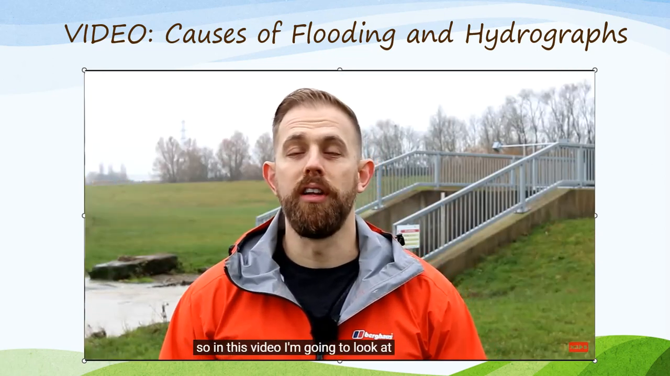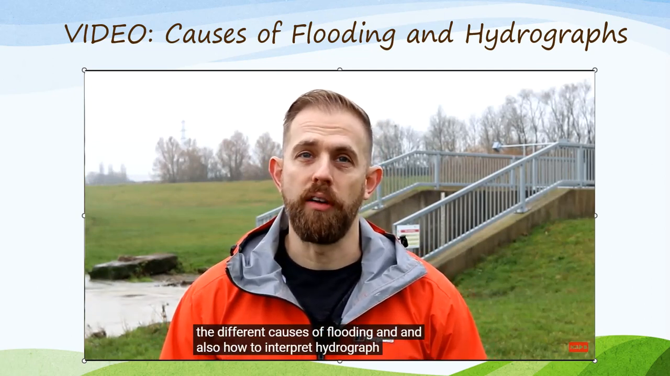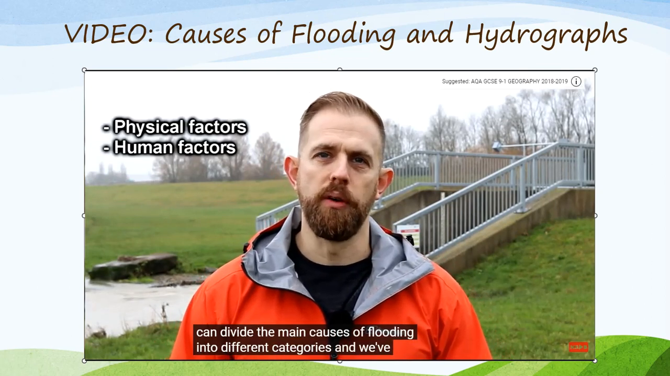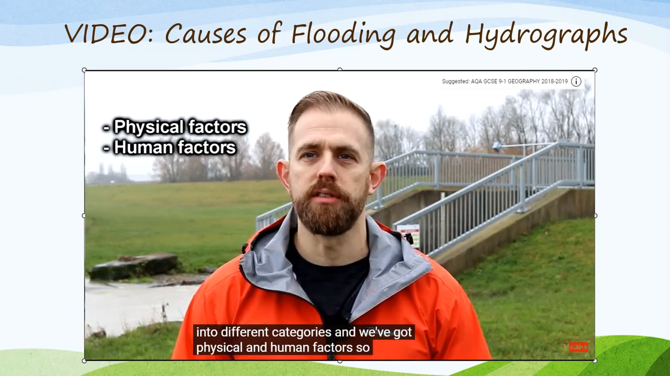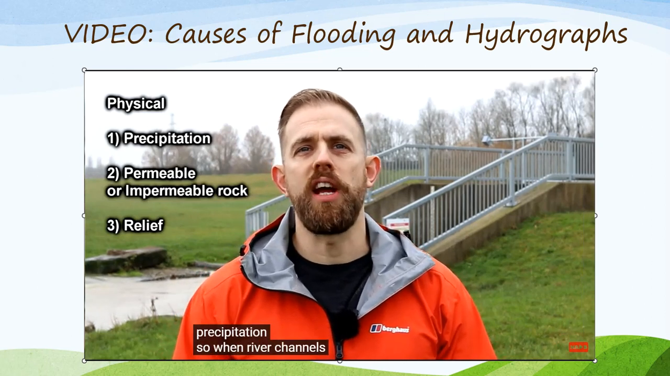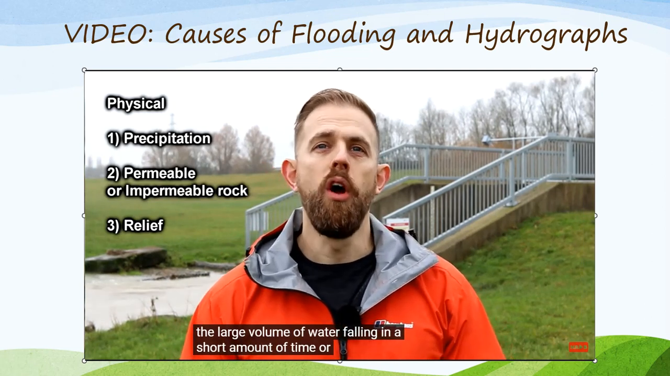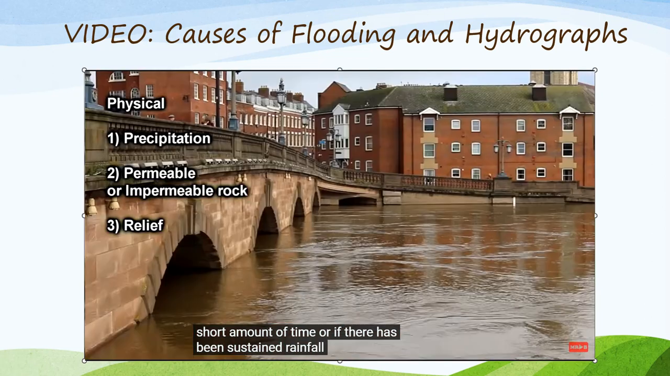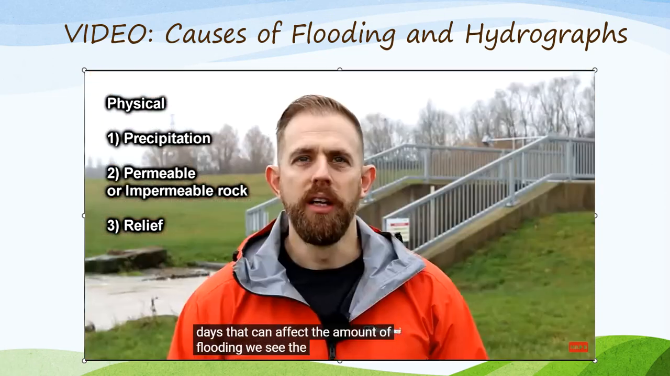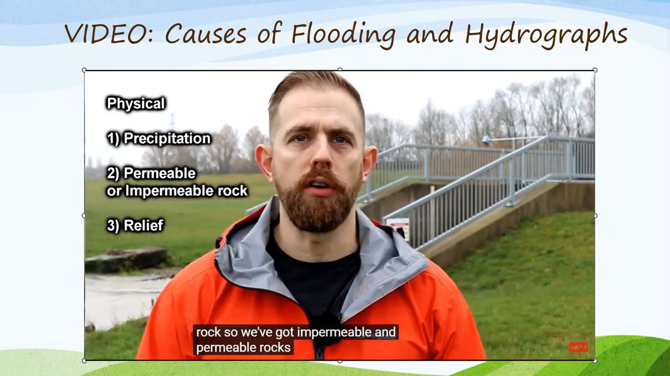So in this video, I'm going to look at the different causes of flooding and then also how to interpret a hydrograph. So you can divide the main causes of flooding into different categories, and we've got physical and human factors. So the first physical factor is how much precipitation. So when river channels cannot contain the large volume of water falling in a short amount of time, or if there has been sustained rainfall over several days, that can affect the amount of flooding we see. The different types of rocks, so we've got impermeable and permeable rocks.